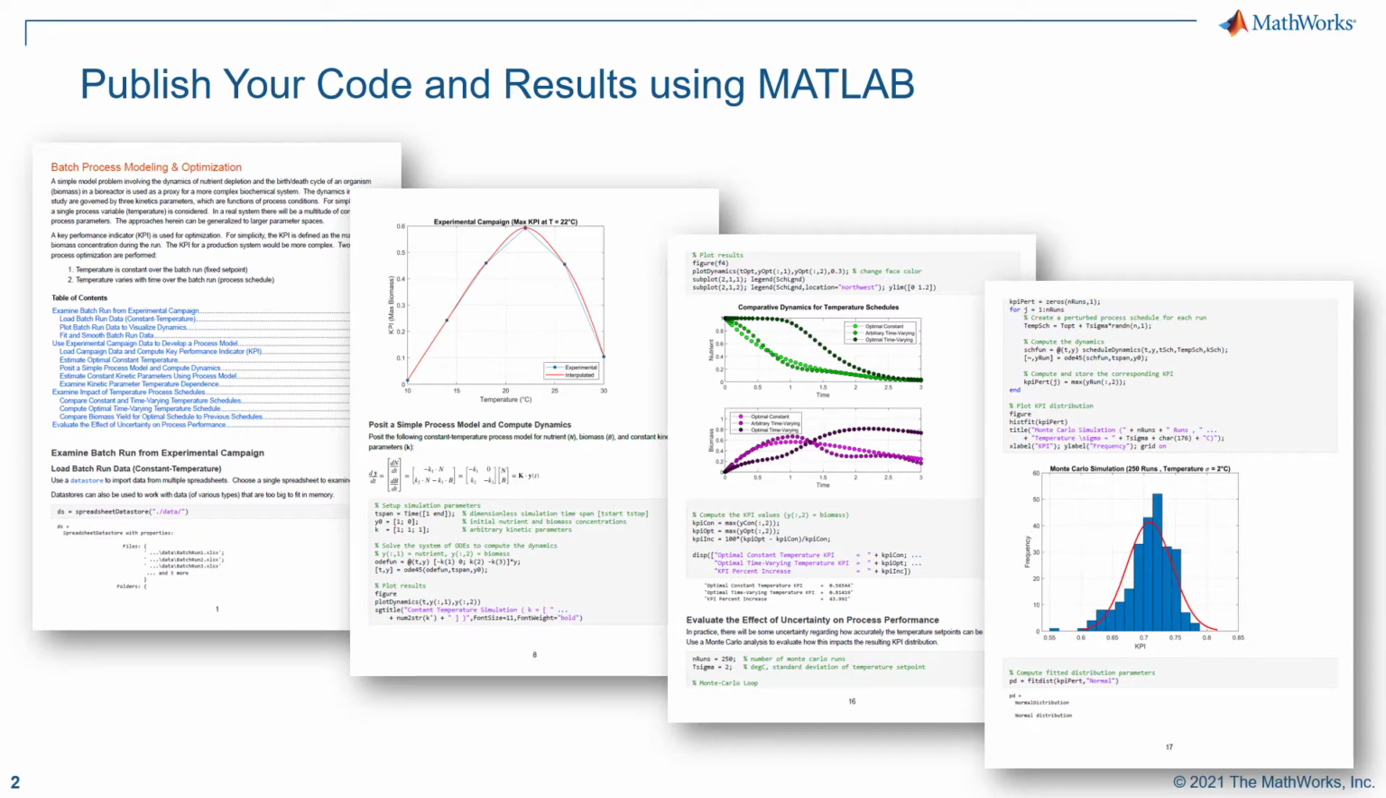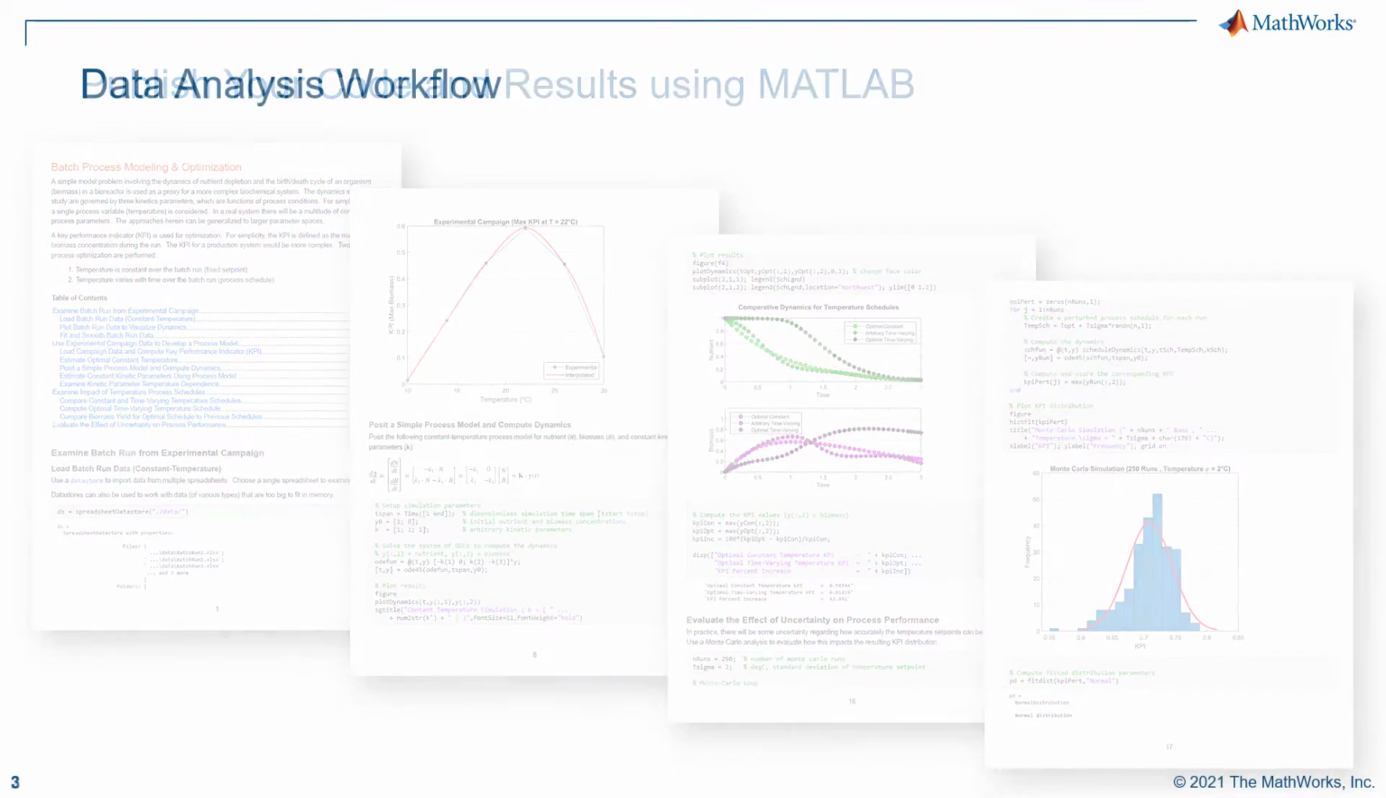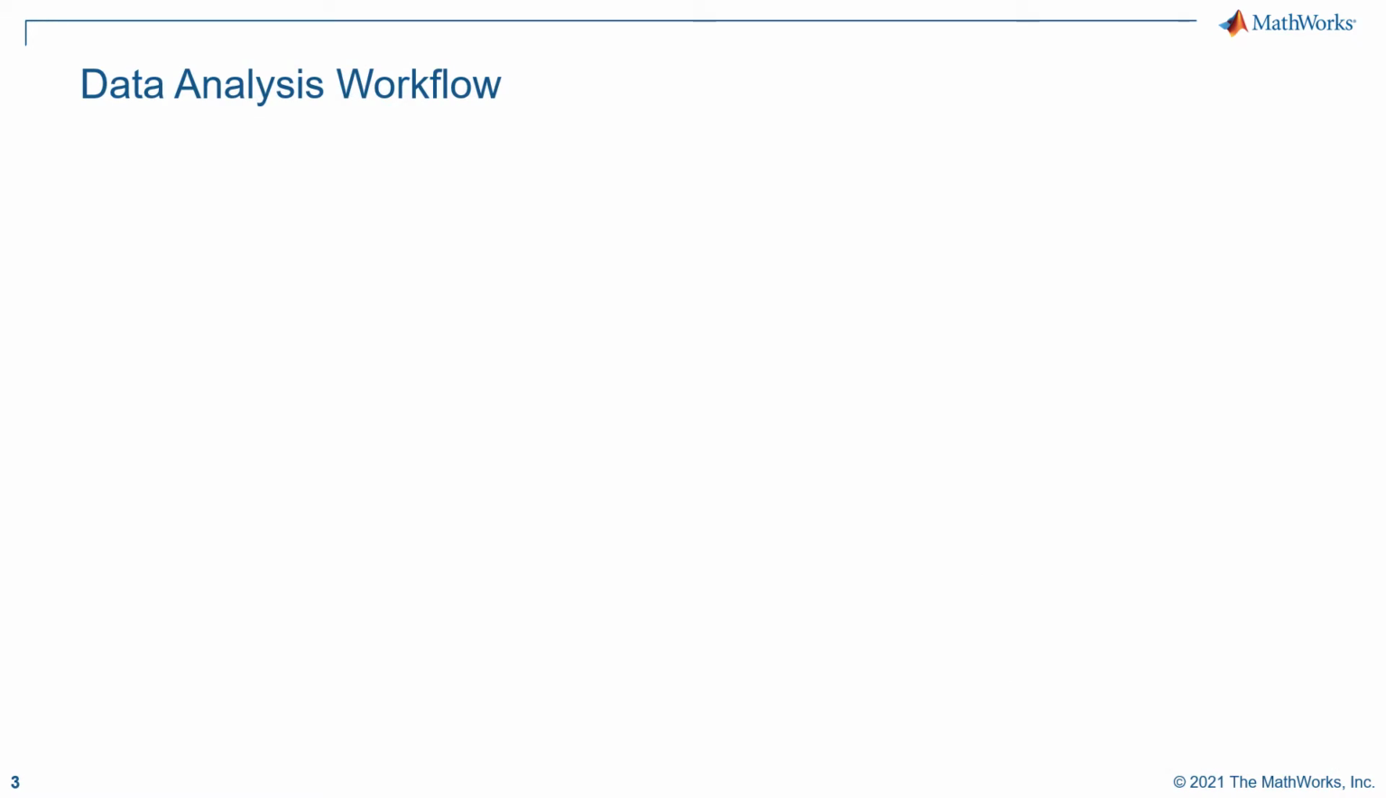I'll describe today's problem in more detail in a moment, but in short, we'll be using data from several constant temperature batch runs to build a model that describes the process occurring during those runs. We'll then use this model to determine the optimal temperature varying schedule that will maximize the yield of this process. Finally, we'll perform a quick Monte Carlo analysis to evaluate how temperature uncertainties might impact the yield. To do this, we'll be using the typical data analysis workflow.